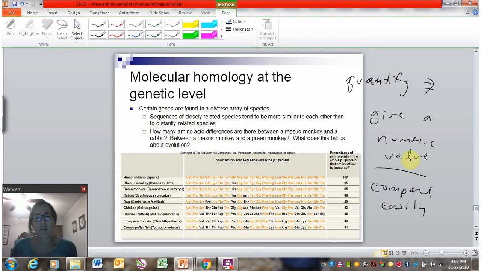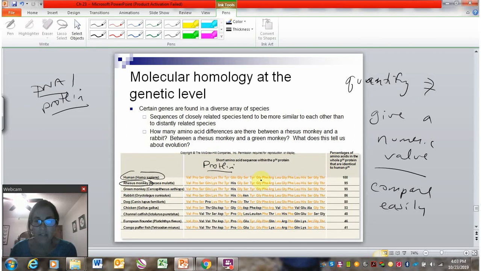But if I can turn that comparison into a number comparison, like the human has this number and the turtle has this number, now I can start to make a more easy comparison that's less dependent on who's looking at it. And so when we look at DNA and protein sequences, in particular, we can turn that into a quantified value. So for example, if I want to compare the human to the rhesus monkey, I can look at a protein sequence. So these are amino acids. So this is a protein sequence.